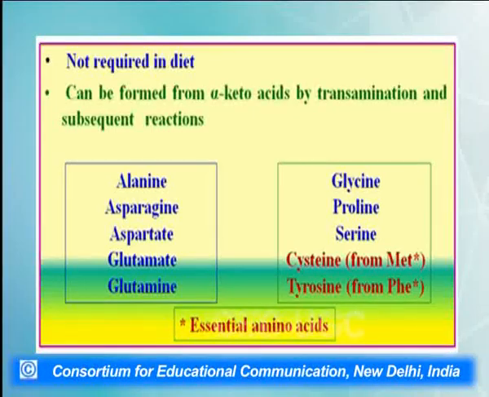If you remember, non-essential amino acids are the ones which are not required in the diet, and that means they can be formed in the body. So they are alanine, asparagine, aspartate, glutamate, glycine, proline, serine, cysteine and tyrosine. And when I talk of cysteine and tyrosine, these are non-essential amino acids which are synthesized from the essential amino acids, methionine and phenylalanine.